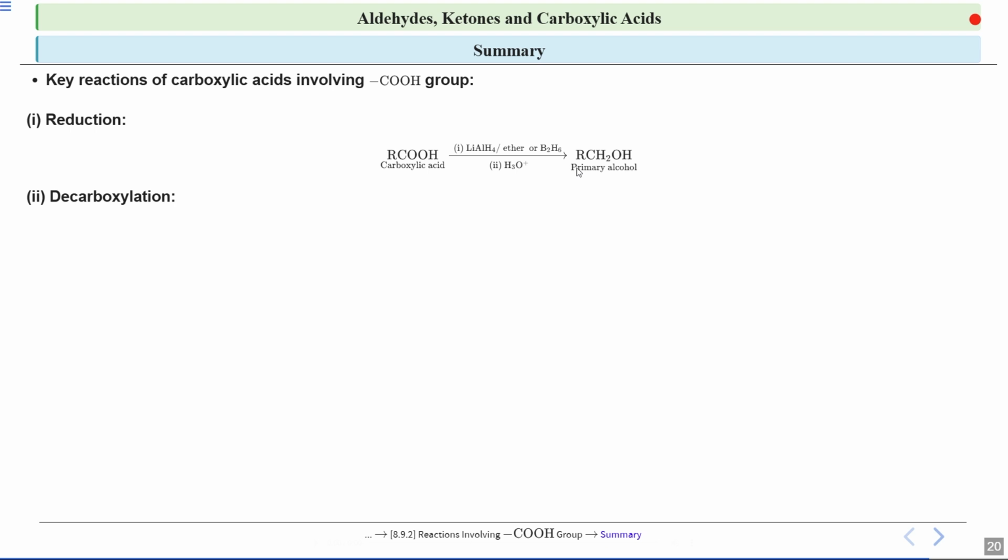Next, we saw decarboxylation. This process involves the removal of the carboxyl group from a carboxylic acid, which results in the formation of an alkane. First we saw decarboxylation in which sodium carboxylate, RCOONa, is heated with sodium hydroxide and CaO, which is soda lime, and it produces an alkane and sodium carbonate. This is useful for simplifying complex molecules by removing CO2. This always gives you an alkane which is one carbon short.